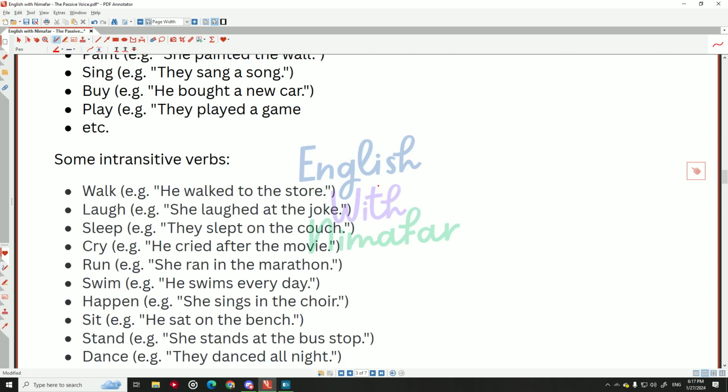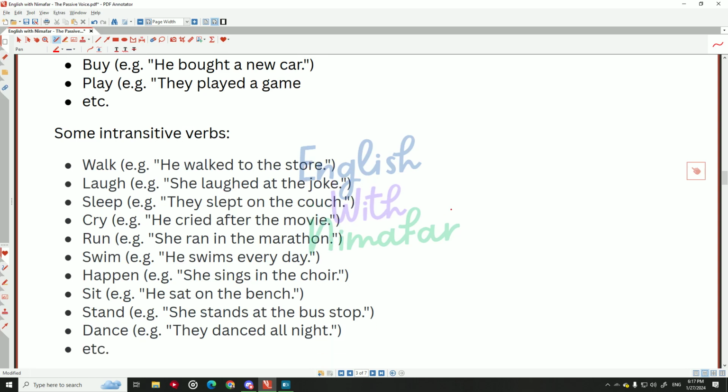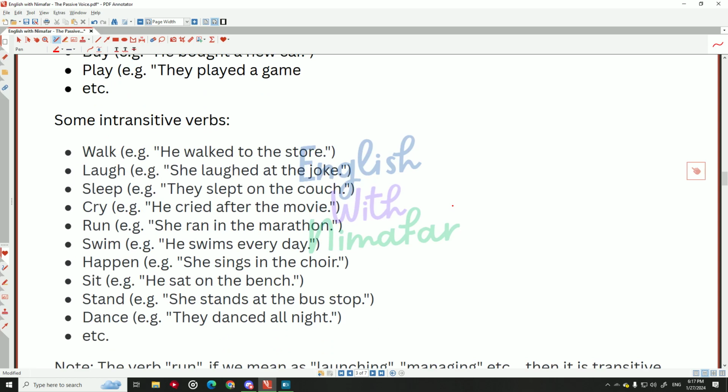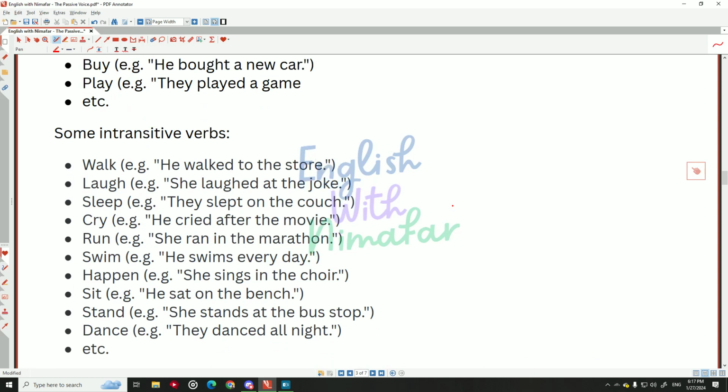What about this? Walk. He walked to the store. Can I say what did he walk? No. She laughed at the joke. What did she laugh? No. Maybe you're saying, we can say what did she laugh at? That's something else. I'm talking about without any kind of preposition. So they slept on the couch. What did they sleep? Nothing. He cried after the movie. Nothing. She ran. She swims. She sings, and something like that.